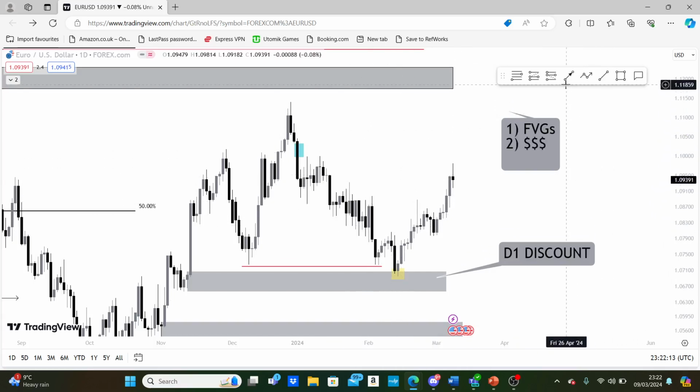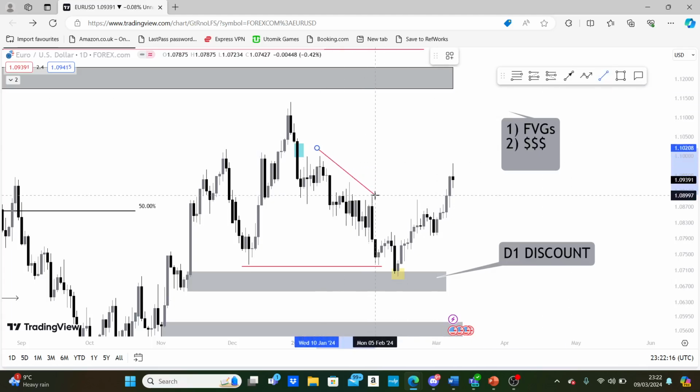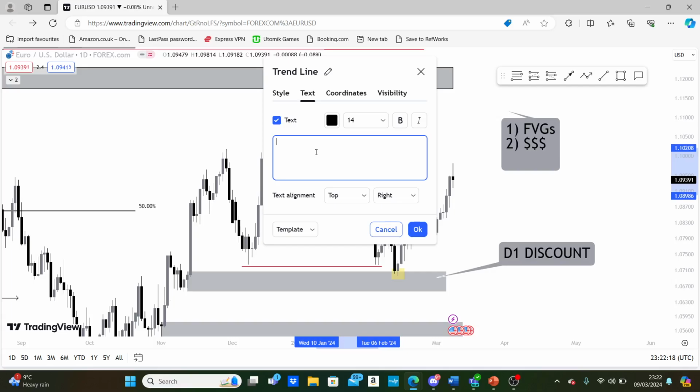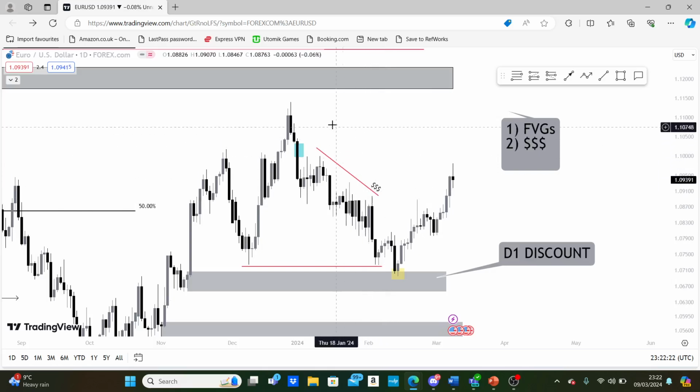Where is the liquidity to target? Well, it's here. Very, very large trend line that's formed, right? This is a daily time frame, so it holds significant weight when it comes to our analysis.